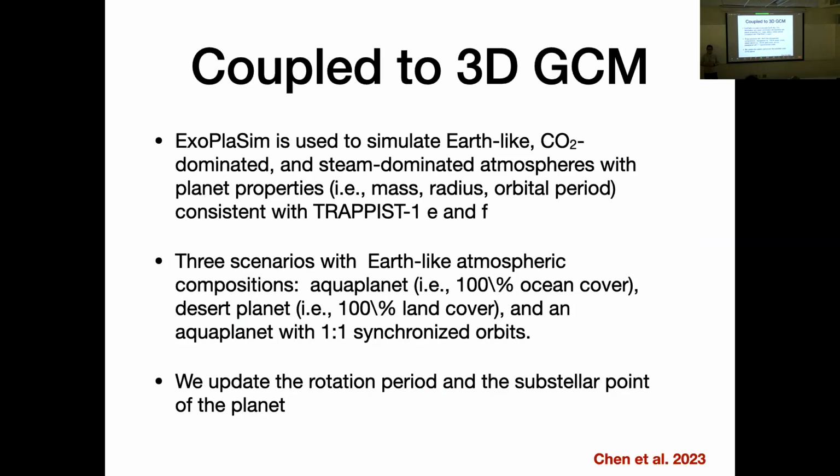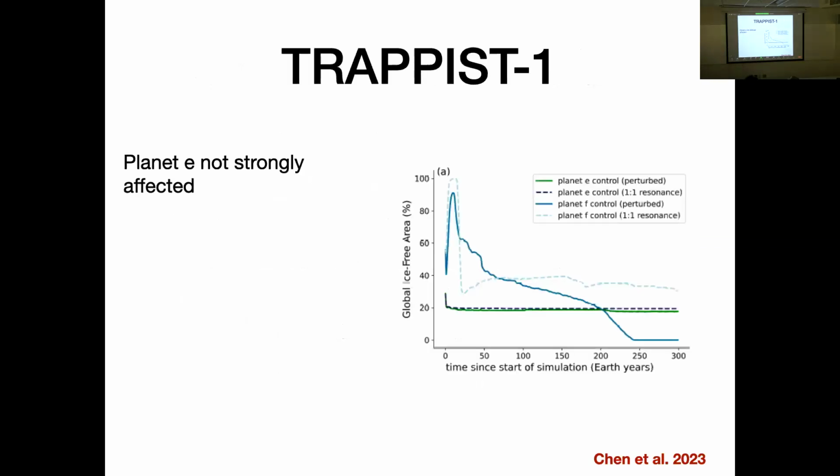Howard Chen, he's now a professor at Florida Institute of Technology, close to us. So we did a 3D global climate model using ExoCAM. We simulated Earth-like planets for TRAPPIST-1e and TRAPPIST-1f. And here's the result.